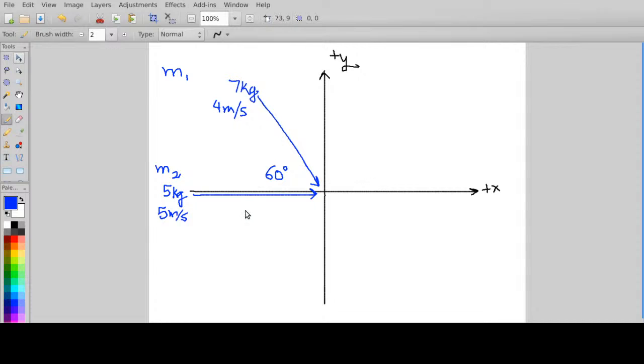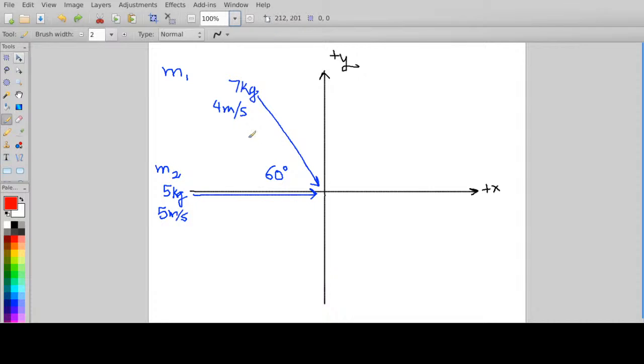Let's start off by looking at the 5 meters per second. This is the easiest one. Let me just make sure I saved that. I did. This is the easiest one, so we're going to look at this one first. The reason it's easy is because that velocity is purely along the x direction, so there is no y component to it at all. So Vx is going to be 5 meters per second. Vy for that one is going to be 0.